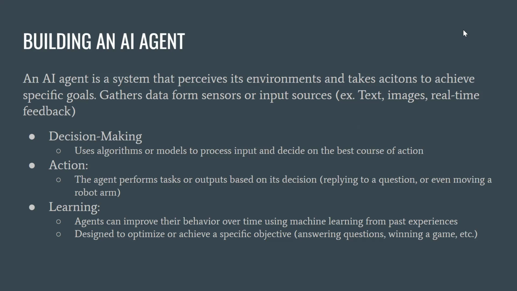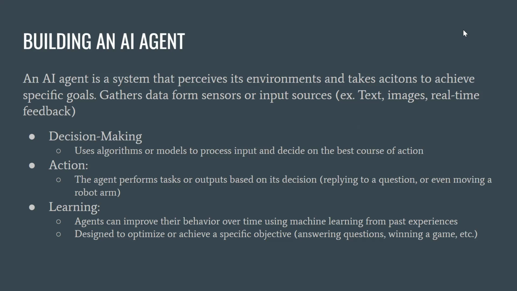It all depends on how you format your input, because if you're not specific with your input, or if you're giving it a general type of input that even I wouldn't be able to understand, it will not give you a good output based on what you're asking it. So when it comes to decision making, it uses algorithms or models to process input and decide on the best course of action.